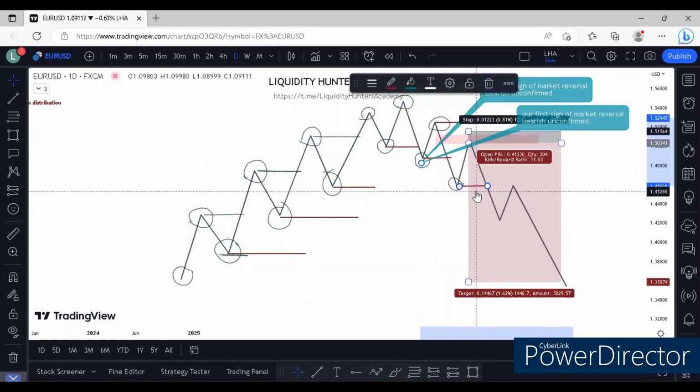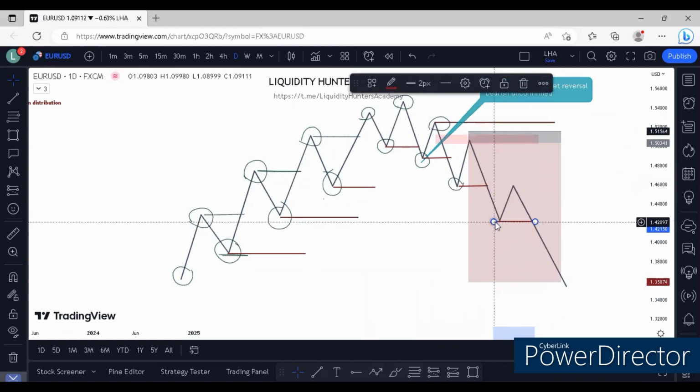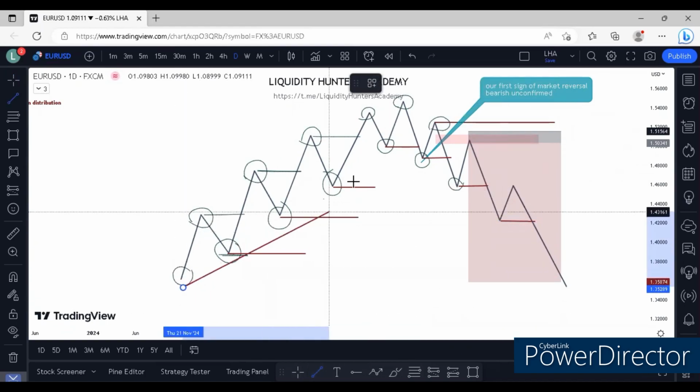in this way. It goes in this way, breaking structure again and again. And what we can see here is that we had a trend line.